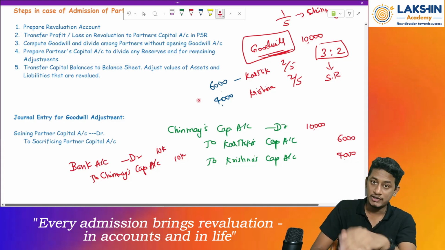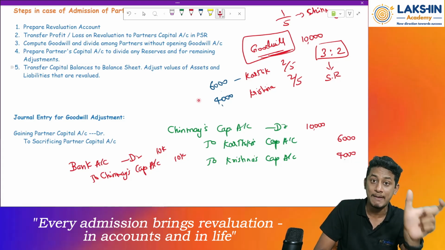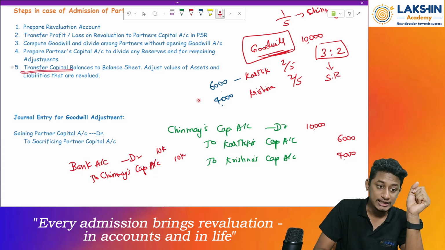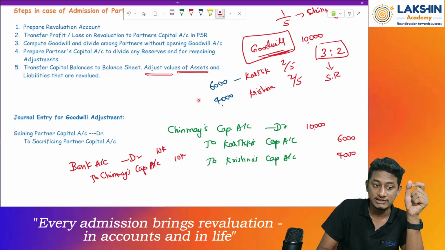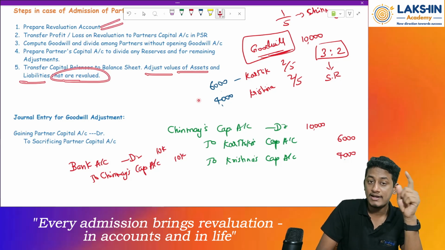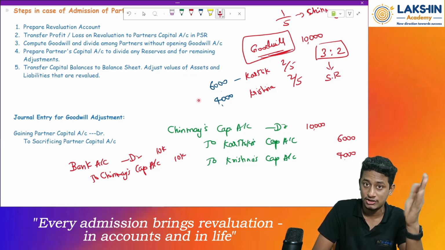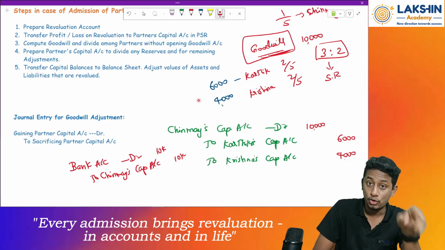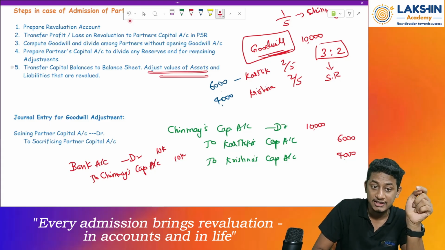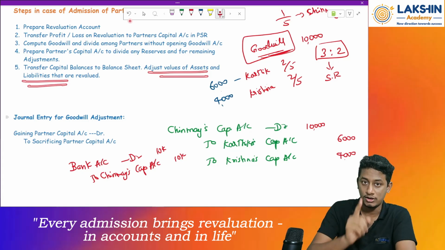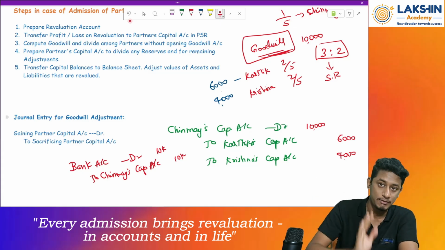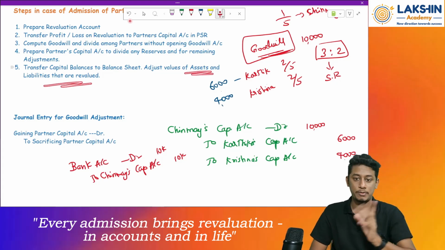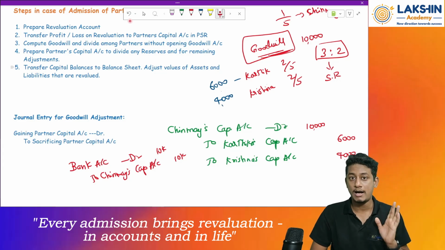And in the remaining adjustments that I will teach you, you will see what adjustments are to be done in the partner's capital account. Once the partner's capital account is done, you get the closing balance. This balance should be transferred to the balance sheet, and we also adjust the values of assets and liabilities that were revalued. In the first step, we had increased or decreased the value of some assets and liabilities. Those increases or decreases are to be adjusted in the new balance sheet we prepare after admitting the new partner. Clear? This is how we prepare the accounts for admission of a partner.